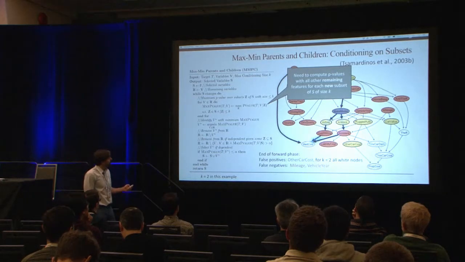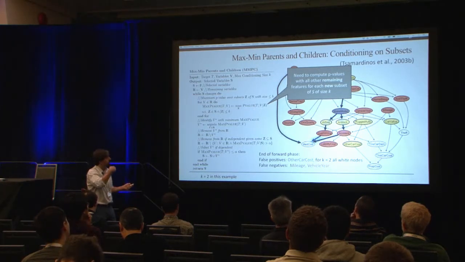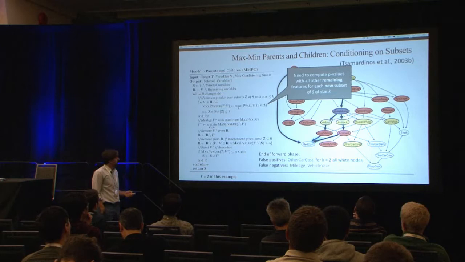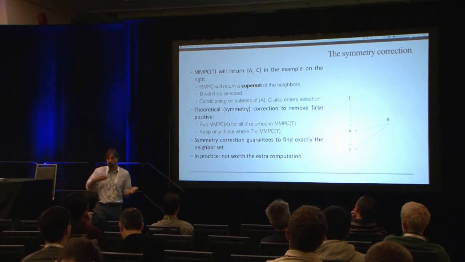Okay? So about the complexity here, we condition on all the remaining features not dropped, so that's fast. But for every new subset of the selected variables of size k. All right. Now, there is a weird case where actually this may return false features that are not parents or children. But the short story is that we can fix it theoretically, but in practice, it's not worth the computation.